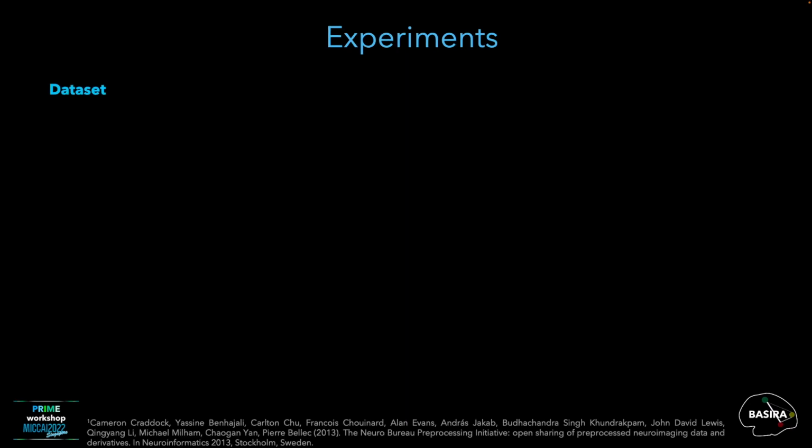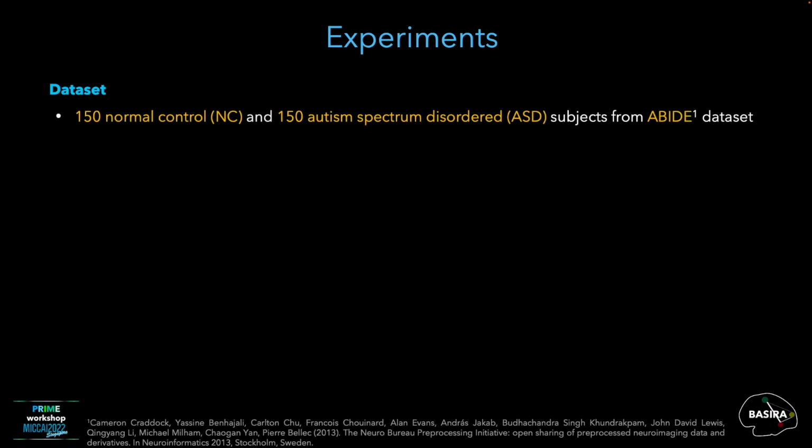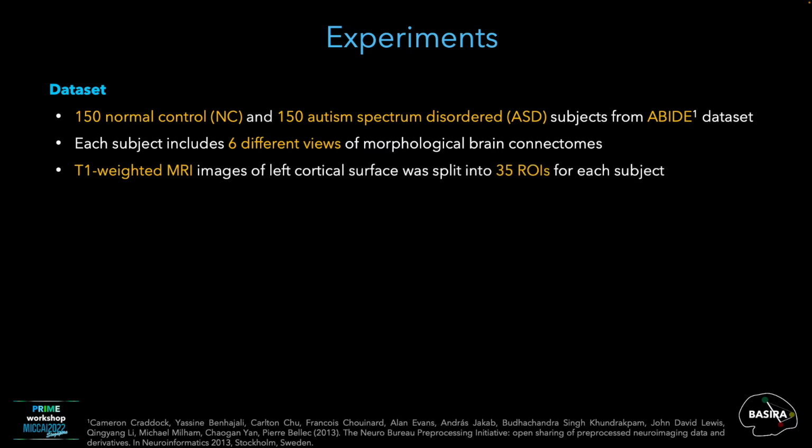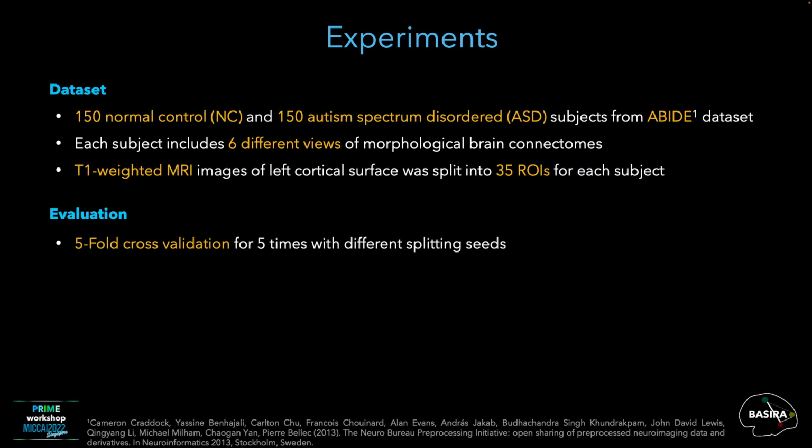In our experiments, we used 150 normal control and 150 autism spectrum disorder subjects from the above dataset, where each subject included 6 different views of morphological brain connectomes. T1-weighted MRI images of the left cortical surface were split into 35 regions of interest for each subject. To evaluate the effectiveness of our framework, we used 5-fold cross-validation 5 times with different splitting seeds so that we made sure about the generalizability of our approach.